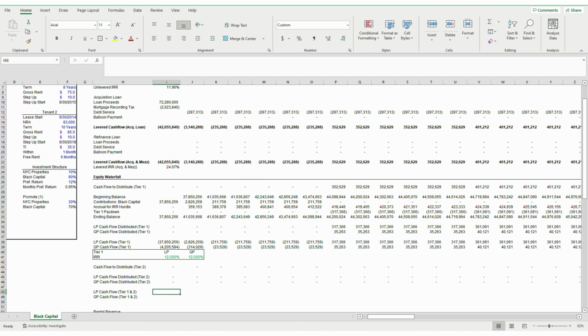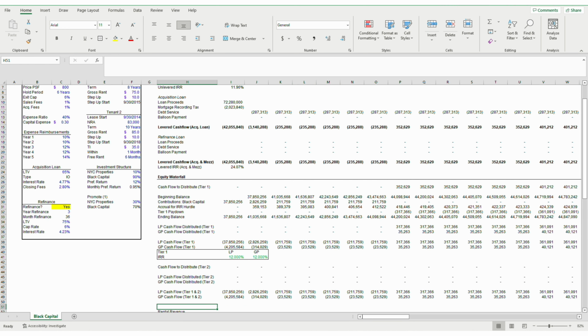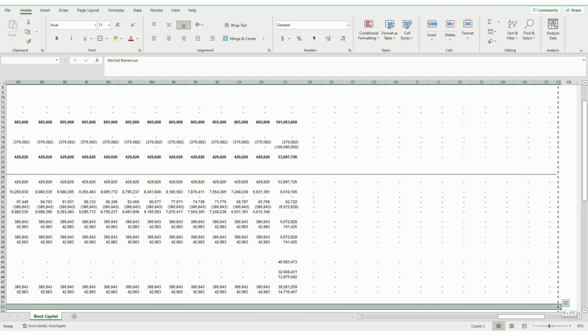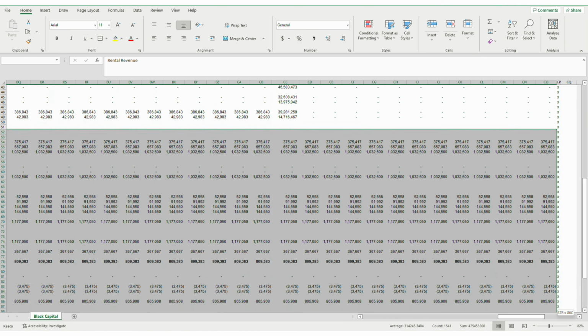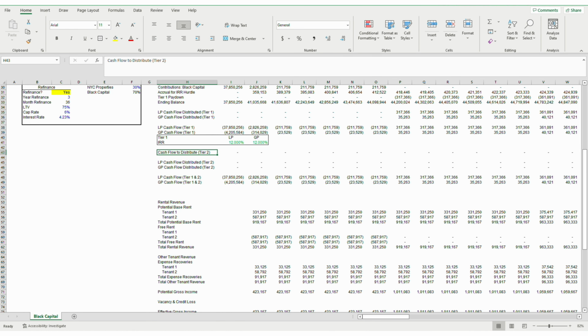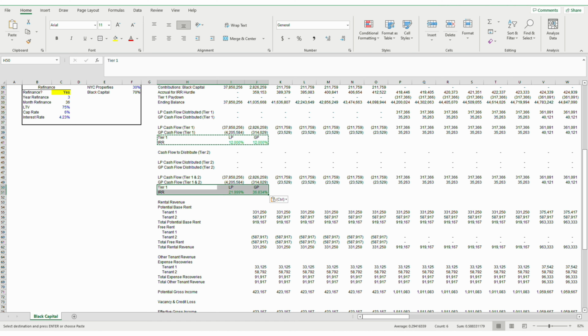For the LP cash flow, I sum both distribution tiers, which also includes contributions from the Tier 1 calculation made earlier. I do the same thing for the GP cash flow. I need an extra row here, so I move the pro forma down a row. Copy over the IRR table and the equity waterfall is done.